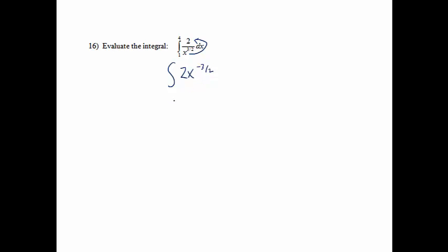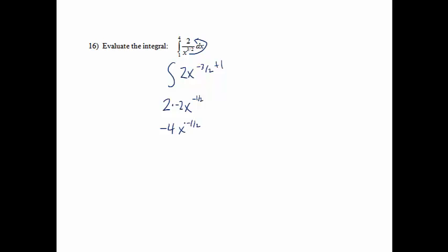And then from here we can use our power rule. So I'm just going to leave that 2 hanging out. We could easily just bring it up front as well, so we're just going to let it tag along. Okay, I'm going to add 1 to my power. So -3/2 plus 1 would be -1/2. And then we multiply by the reciprocal on the outside, so we're going to be multiplying by -2. And then from here we'll have -4 x to the -1/2.